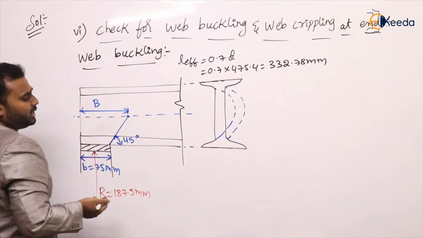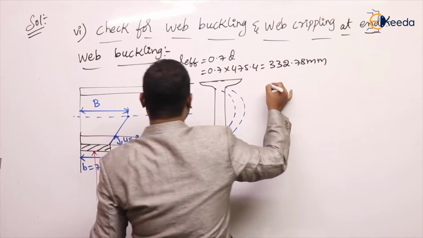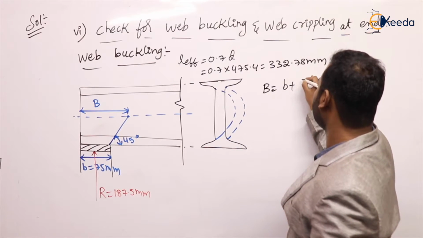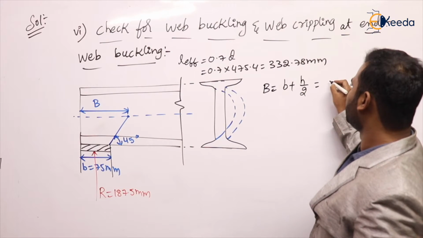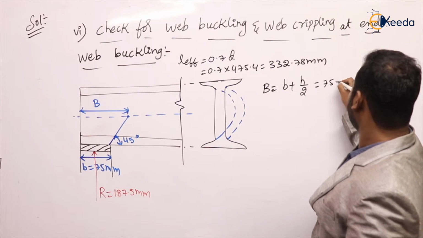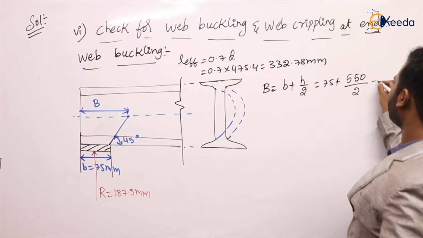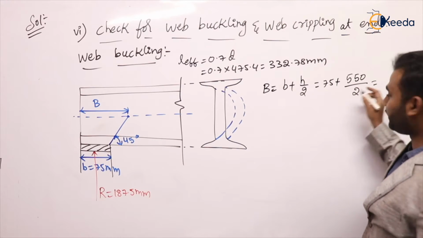Then how to get this B? This B is calculated by taking this dispersion. So B is equal to stiff bearing length B plus small b plus h by 2. Is that okay or not? Now B is how much? 75, mentioned in the question. And h is 550, this was also mentioned. So finally this comes out to be 75 plus 275. It comes out to be 350.